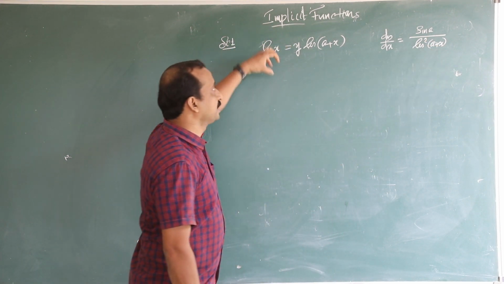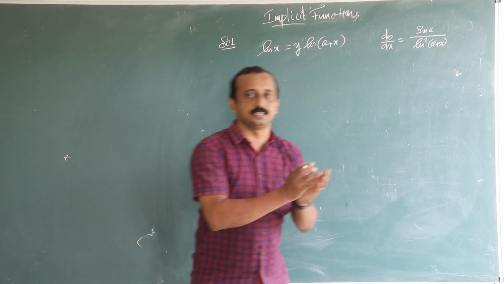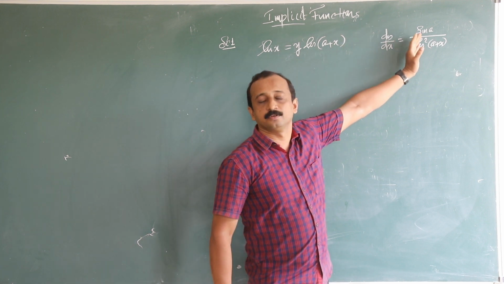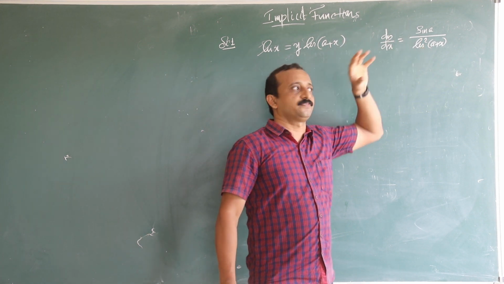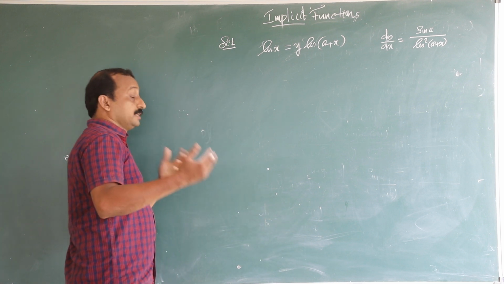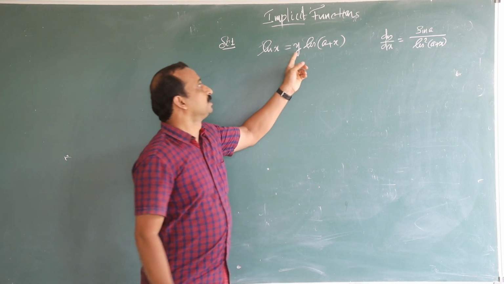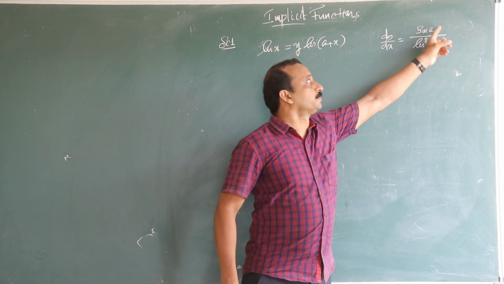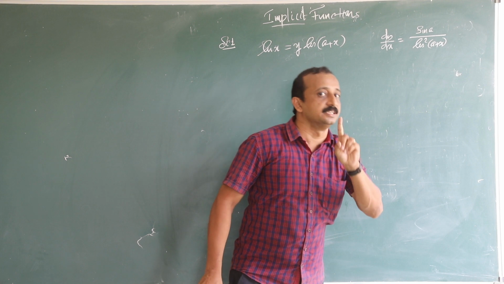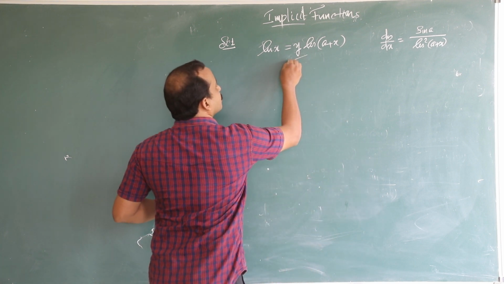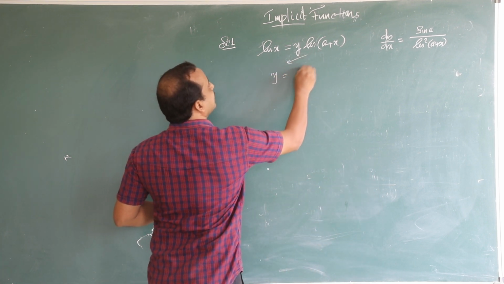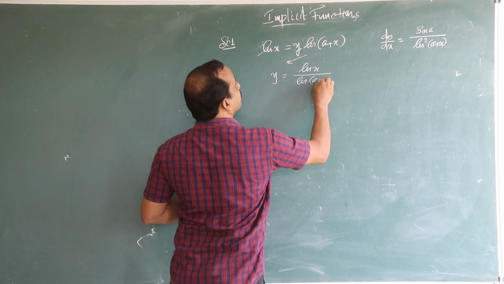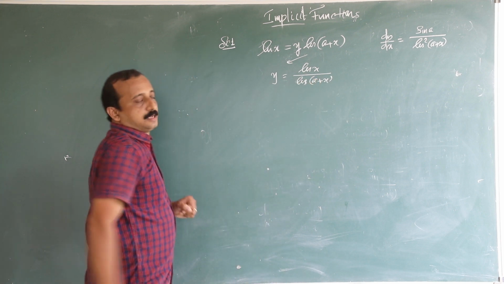That means our function can be expressed in the form y is equal to f of x. In the last question, the right side contained only one variable, y, so that function was converted into the form x is equal to f of y. Here the function is converted to the form y is equal to f of x, because the term to be proved contains only one variable, x. So first we cross multiply this term, we get y is equal to cos x divided by cos of a plus x. Now differentiate.